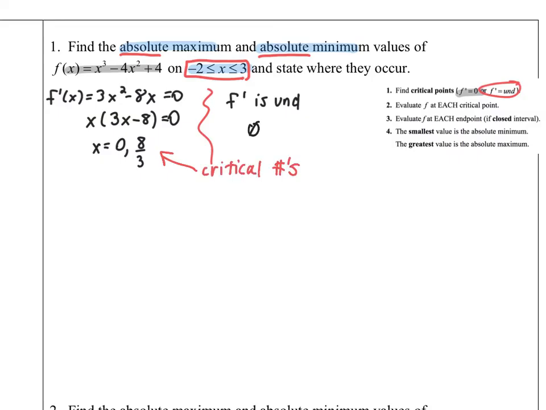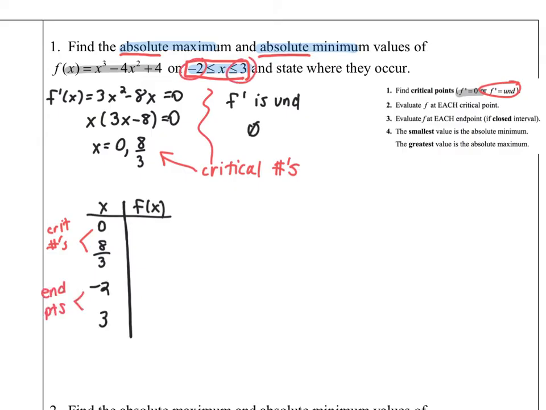And what I do now is I start setting up my candidates table. The x values that belong in here are my two critical numbers and also the endpoints, which are given up in this interval, the -2 and the 3. So out of all the infinite numbers between -2 and 3 that lie on this graph, I have it narrowed down to these four. 0 and 8/3 make the cut because they're critical numbers, and the -2 and the 3 make the cut because they're endpoints.